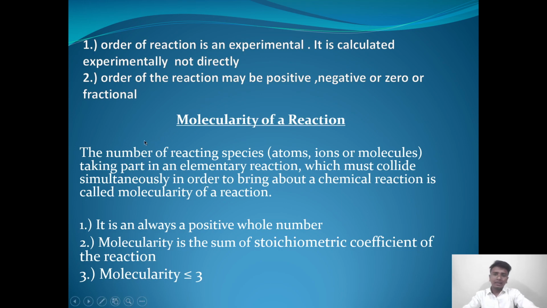Then the molecularity of the reaction: the number of reacting species taking part in an elementary reaction, which must collide simultaneously in order to bring about a chemical reaction, is called the molecularity. Whenever we have any reaction, we need to see how many molecules at any particular time can effectively collide, so that the reaction will proceed further and the product will be formed. So we need to look at how effectively these molecules are able to collide, so that there is effective collision and a good amount of product is formed.